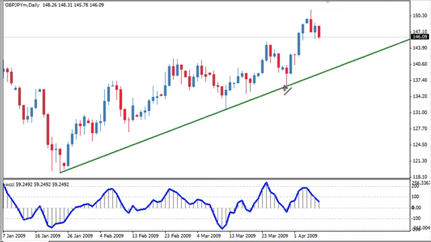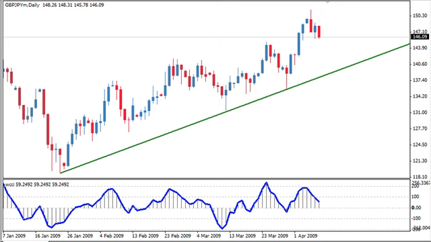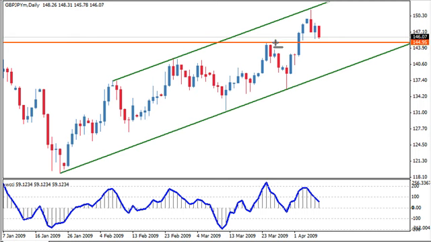Very quickly, going to throw up that familiar channel that I've been drawing the last few days. We're currently trading just above the 146 level. Not much to go off of the daily chart. We did have the bounce off the top of the channel, and we're working our way back down. We still have this 145 support. I'm going to be keeping an eye on that.